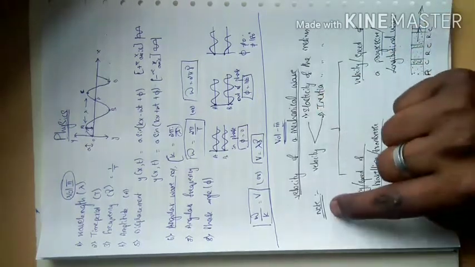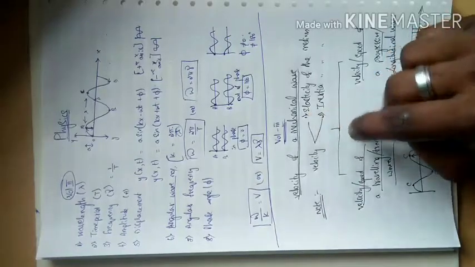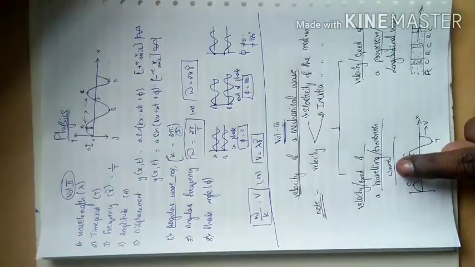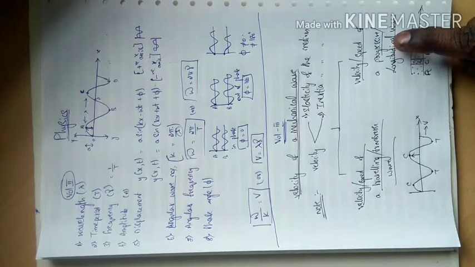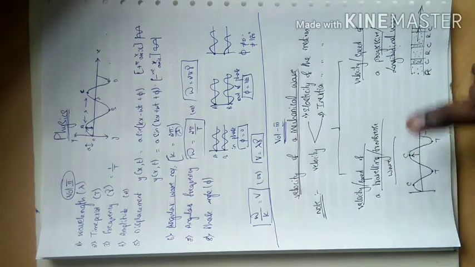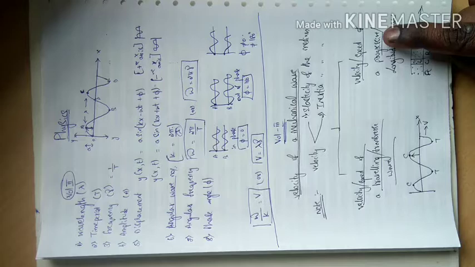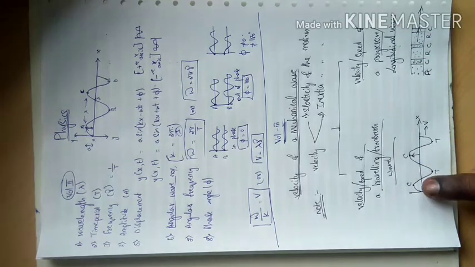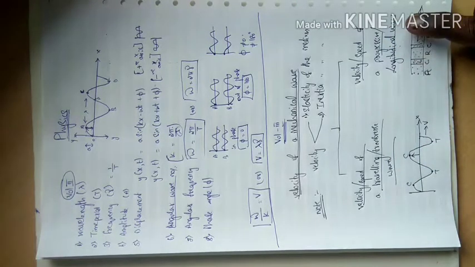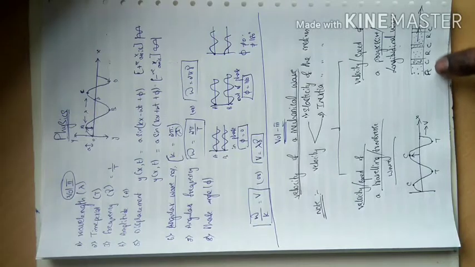Very important note, keep a note of it. Mechanical waves are classified into two types: one is called transverse, another is called longitudinal. Another name for transverse is traveling, and another name for longitudinal is progressive. In a transverse wave there is a formation of crest and trough. In a longitudinal wave there is a formation of compression and rarefaction.